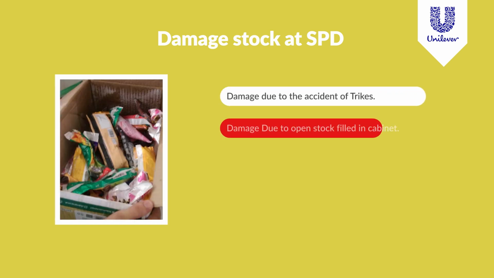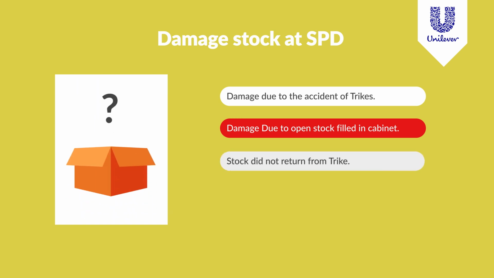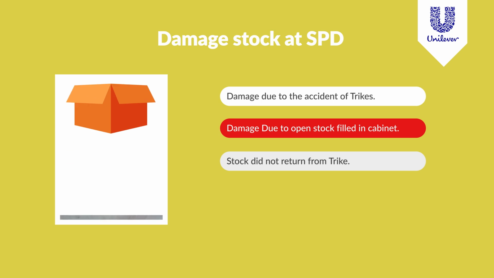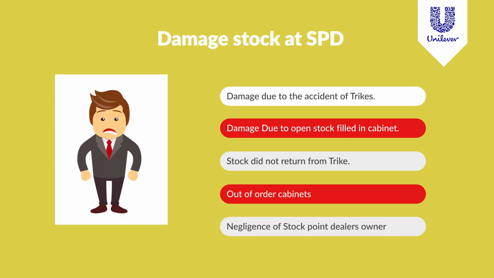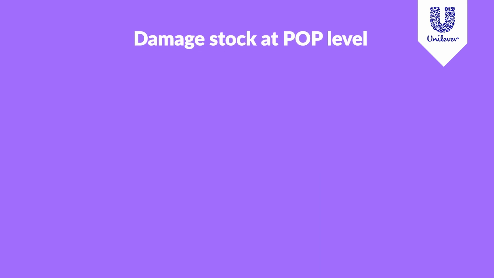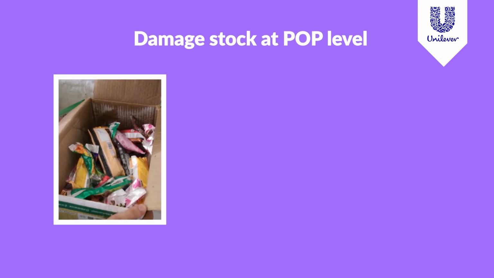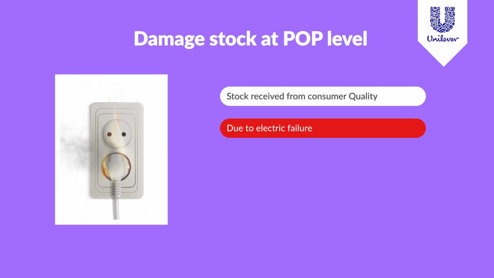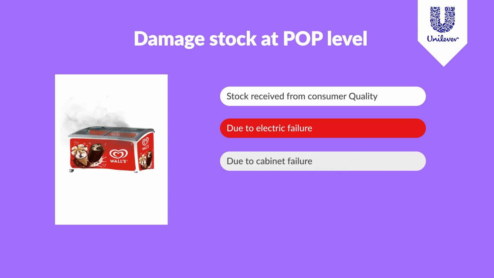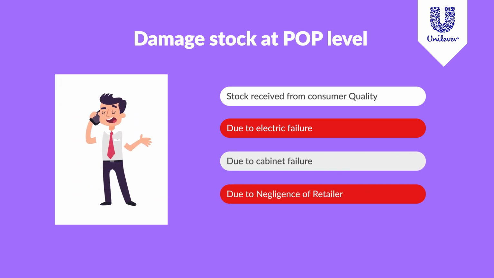Damaged stock at stock point dealer, SPD: damage due to the accident of trikes, damage due to open stock filled in cabinet, stock did not return from trike, out of order cabinets, negligence of stock point dealer's owner. Damaged stock at point of purchase, POP level: stock received from consumer quality, due to electric failure, due to cabinet failure, due to negligence of retailer.